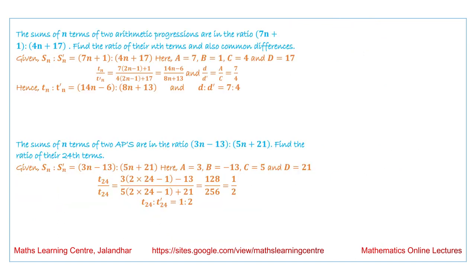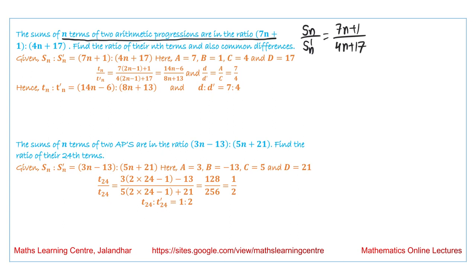So based upon this, the first question we have is: the sums of n terms of two arithmetic progressions are in the ratio Sn over Sn dash, given to be (7n plus 1) over (4n plus 17).